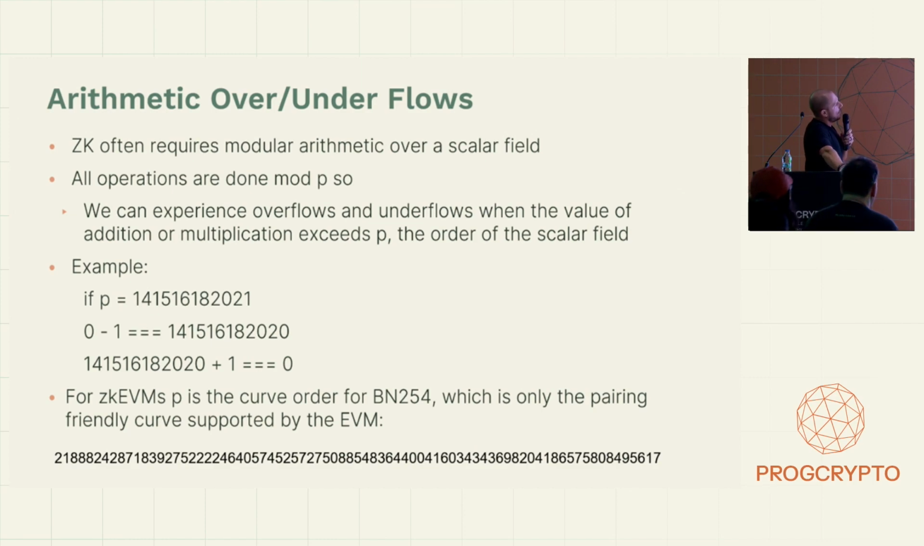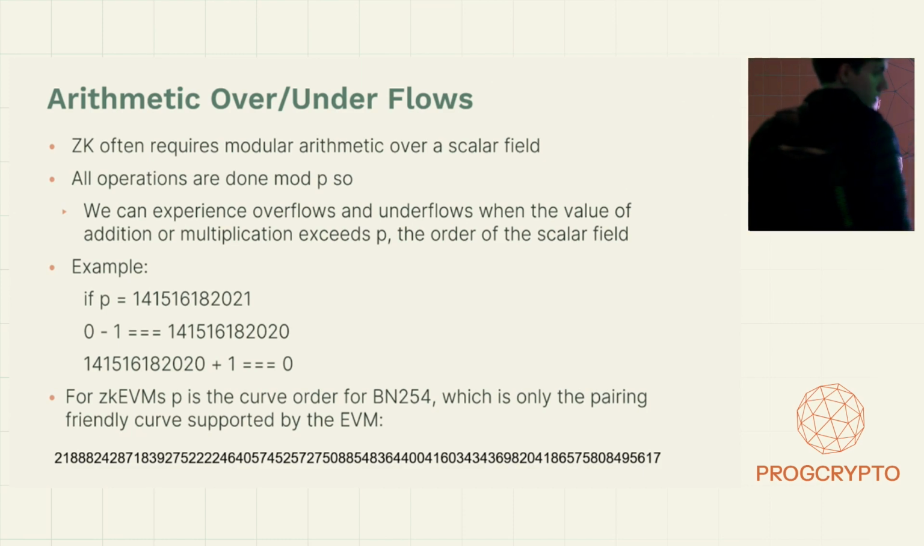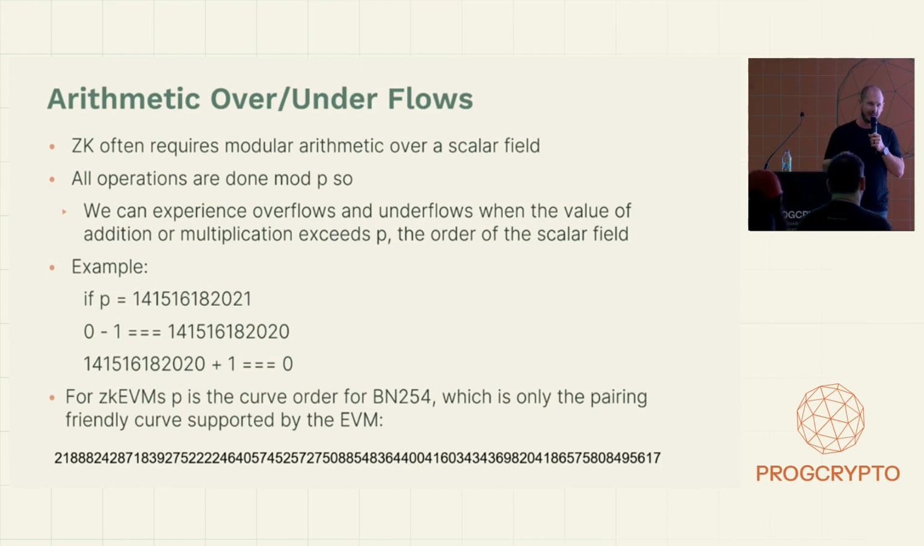Let's see. ZK often requires modular arithmetic over a scalar field, so we have these arithmetic overflows and underflows. This is the most common thing that we see right now. The reason being that it really doesn't matter what type of data you have. When it's represented at the circuit layer, it's basically a prime field that holds the input. So if you're doing a Boolean input to a circuit, guess what? It's a whole prime field. It's not a Boolean when it's down at the circuit layer.